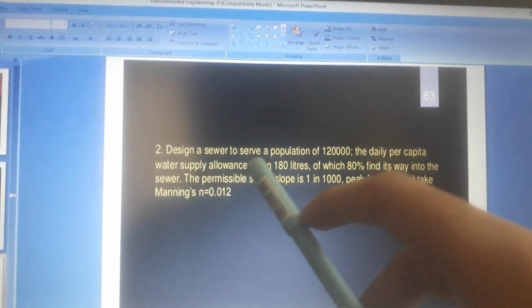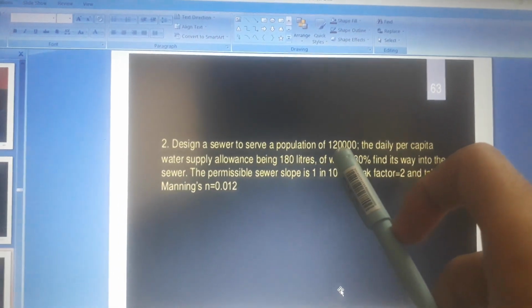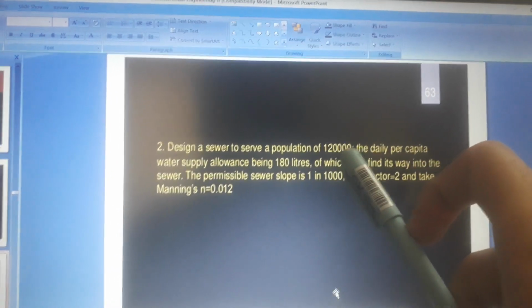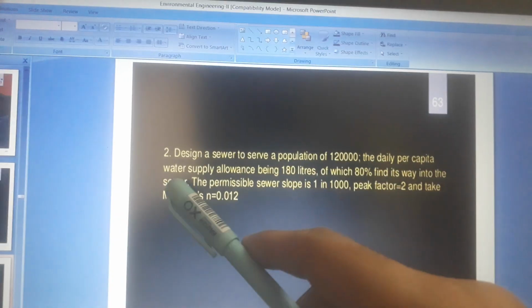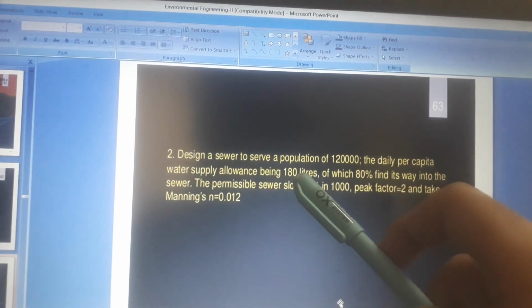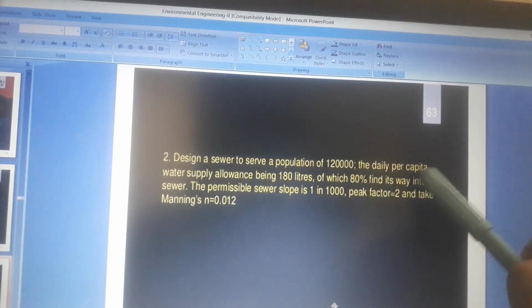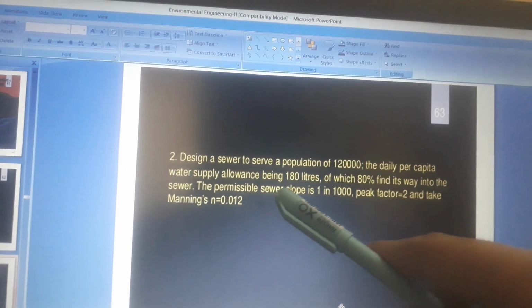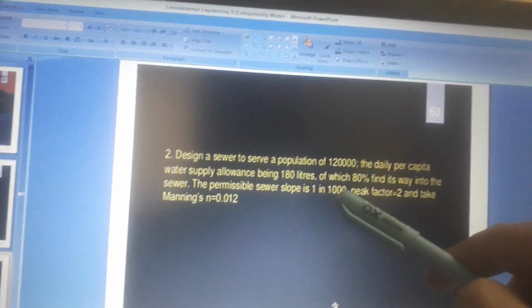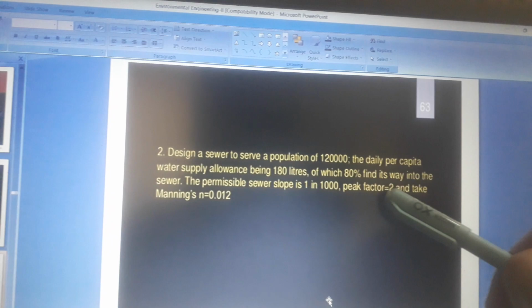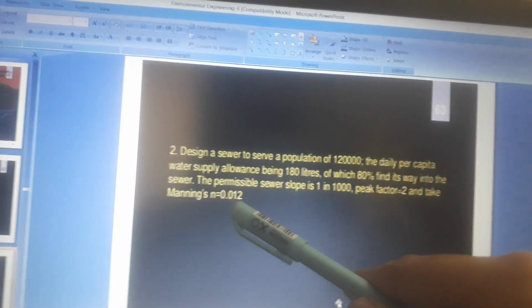Design a sewer to serve a population of 1,20,000. The daily per capita water supply allowance is 180 liters, of which 80% finds its way into the sewer. The permissible sewer slope is 1 in 1,000. Peak factor is equal to 2 and take Manning's n is equal to 0.012.